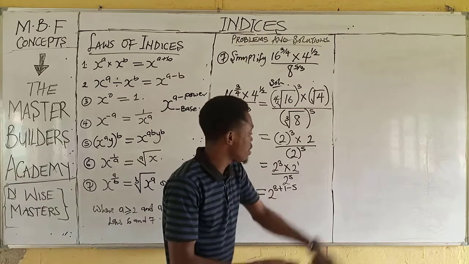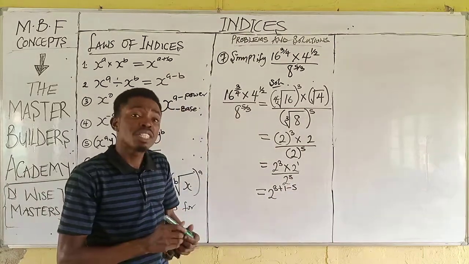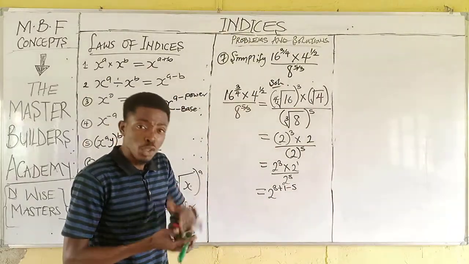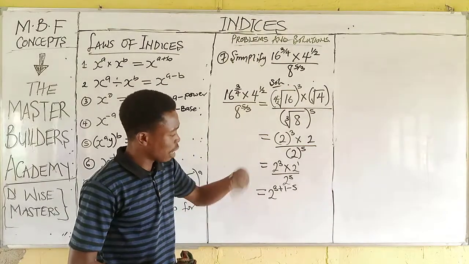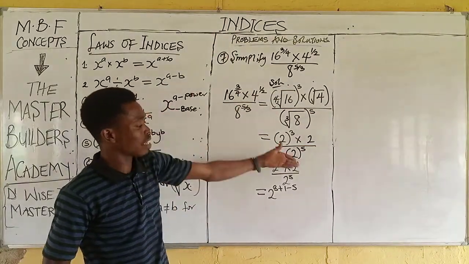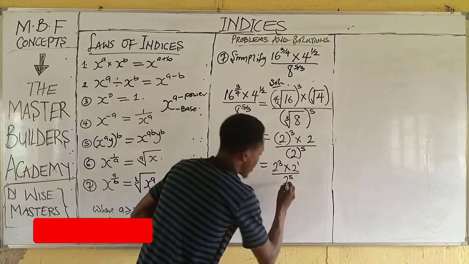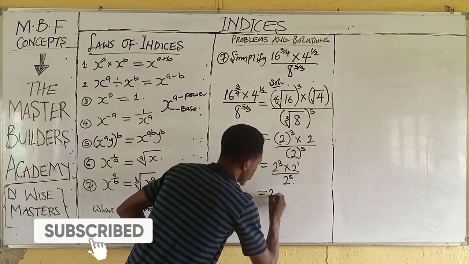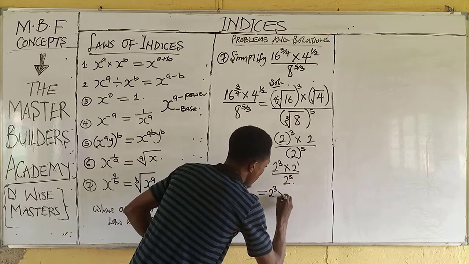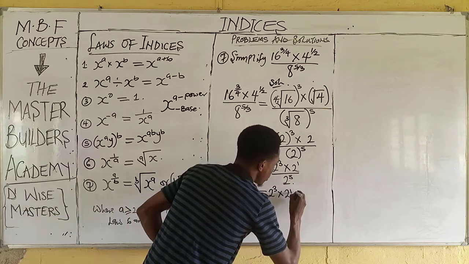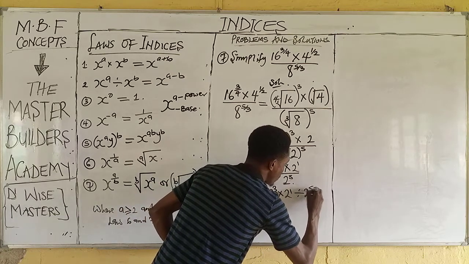You can decide to multiply out, then cancel out at the end. We still have the same results. But I want to use one of the laws of indices. I want to use both the first law and second law. Understand that this question can also be reinterpreted as 2 raised to the power 3 multiplied by 2 raised to the power 1, then divided by what? 2 raised to the power 5.